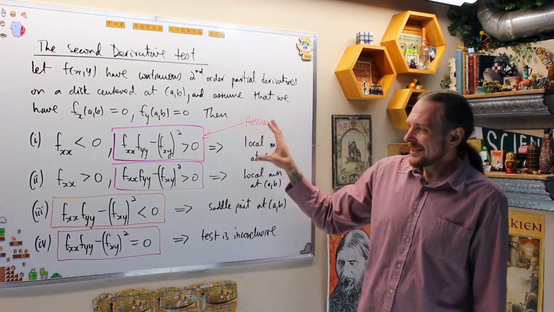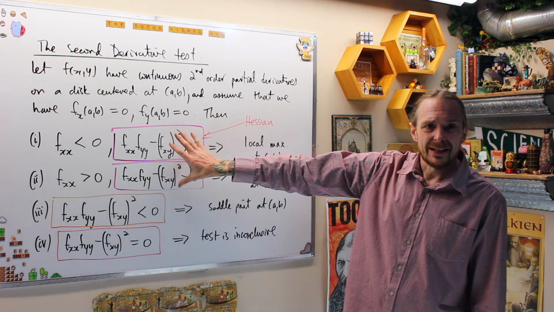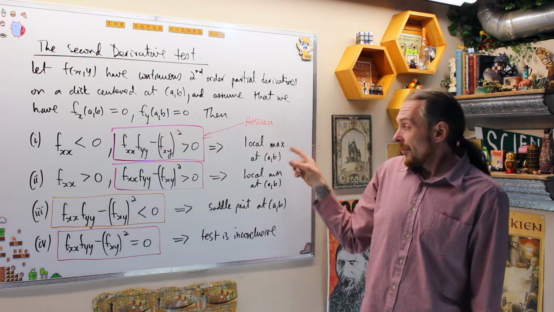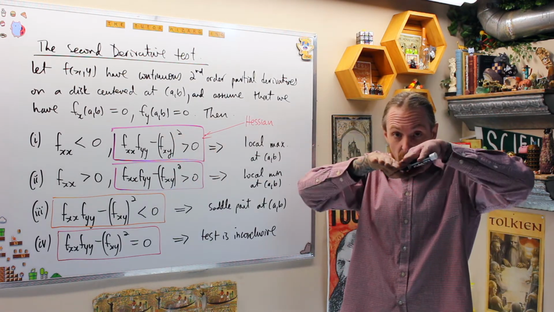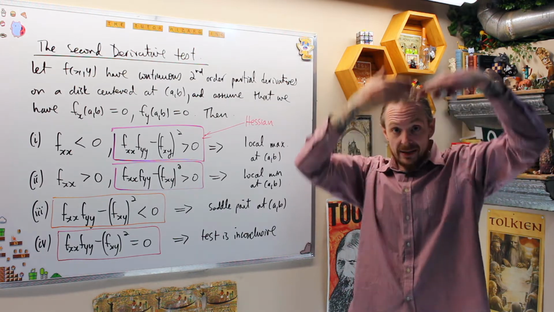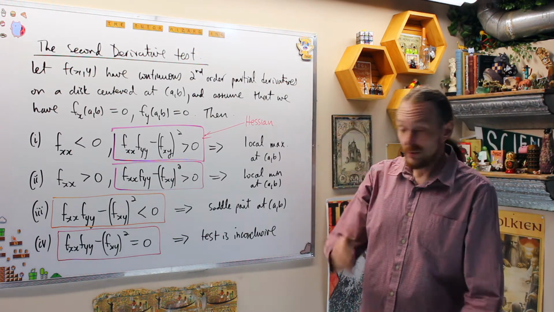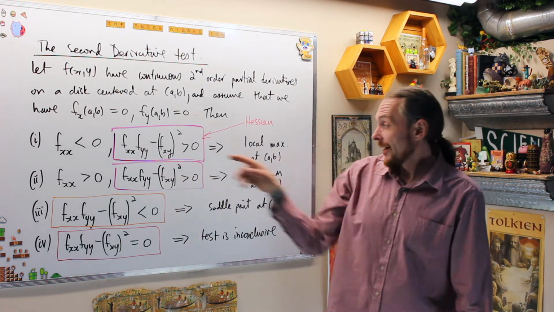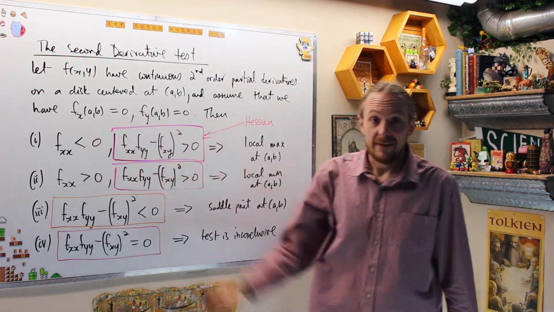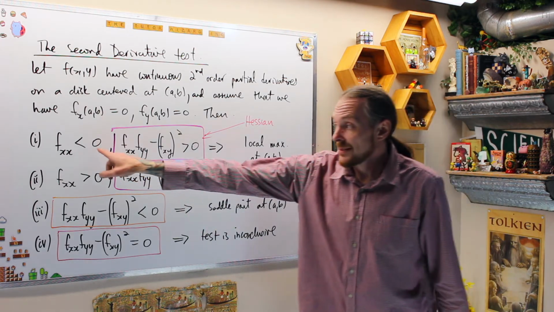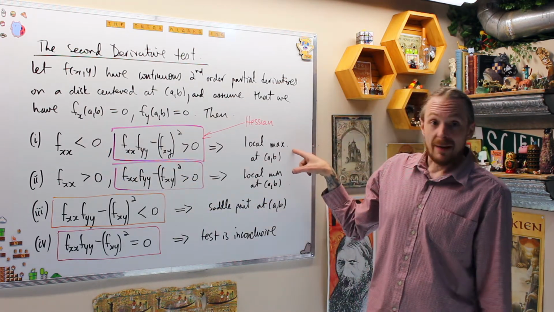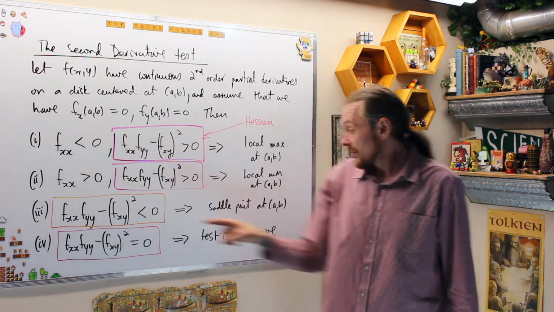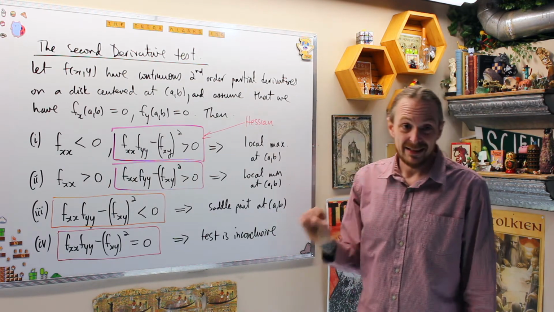What that's saying basically is that if the Hessian is positive in either case, then the curve goes the same direction, up or down, in all directions. So it's going to be a local minimum or a local maximum. It will go in the same direction as fxx. If fxx is less than 0, you're going to have a maximum. And if it's larger than 0, you're going to have a minimum, if the Hessian is positive.